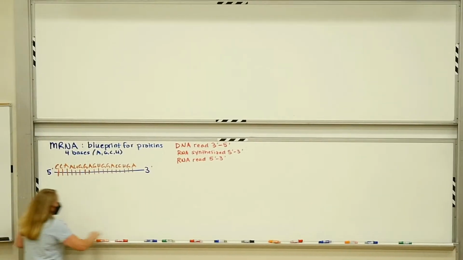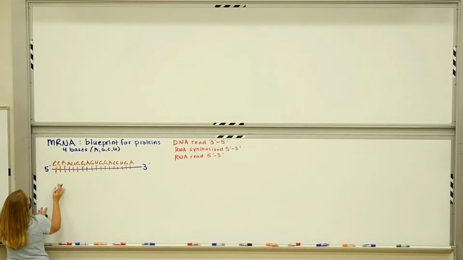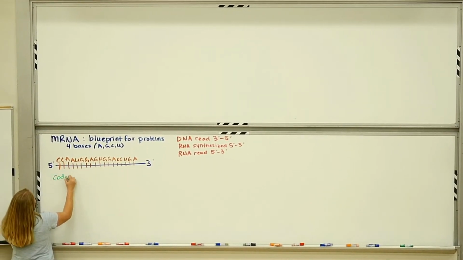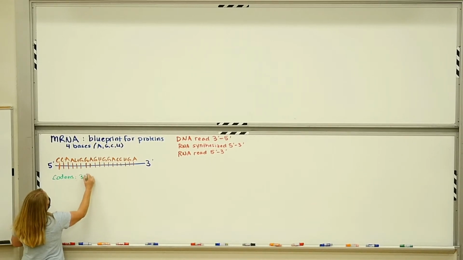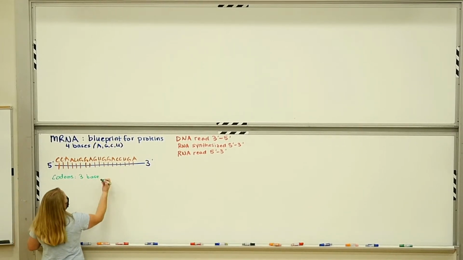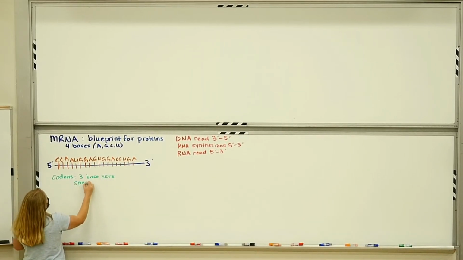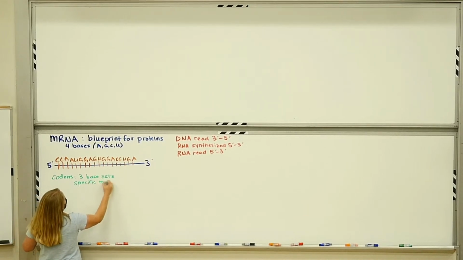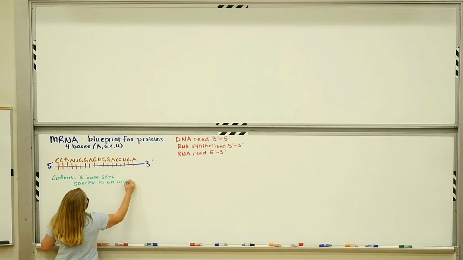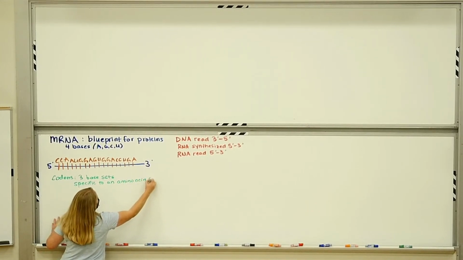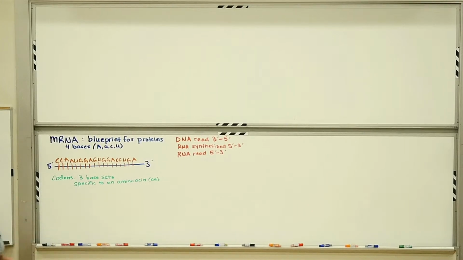These codons are 3 base sets specific to an amino acid. All right, so you can imagine if you use 3 base sets, you've got 4 bases to choose from, you're going to have 64 possibilities. We only need 20. That means that there's some redundancy in there.